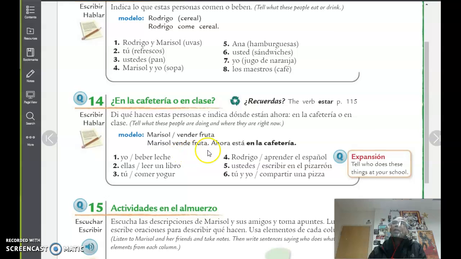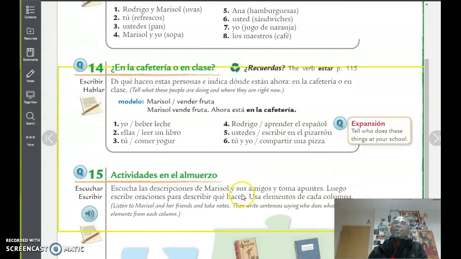Activity 14, the same thing. What you have to do here is tell what these people are doing and where they are right now. Marisol, vender fruta, that's what she's doing, okay? So you will say Marisol vende, because you get rid of ER, you conjugate it, you change it. Marisol vende fruta. Ahora está en la cafetería. Now she is in the cafeteria. So that's what you have to do for activity 14.